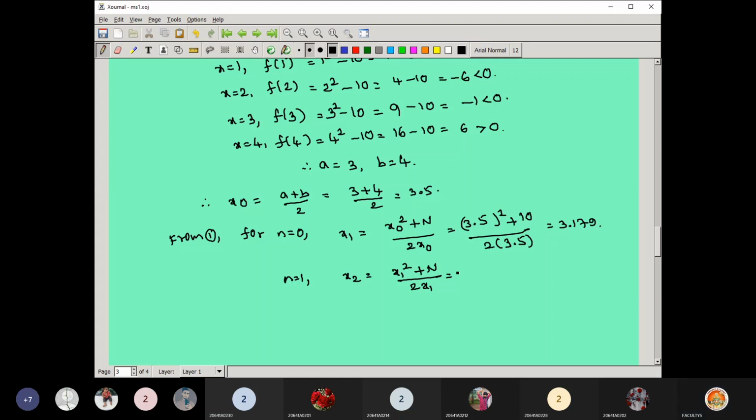3.179. So I am getting 3.162. Yes, sir. Okay, there is a small difference, so go for n equal to 2. You are getting x3, which is x2 square plus capital N divided by 2 into x2.